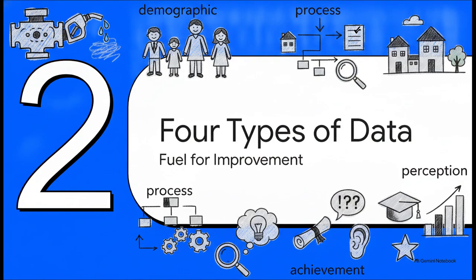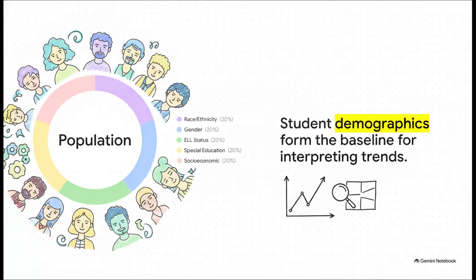Moving right along to section 2, 4 types of data. This is the fuel for that improvement engine. And this brilliantly illustrates our first type, demographic data. Because if the continuous improvement cycle is the engine, data is absolutely the fuel. Demographic data describes the makeup of a population of people. We're talking about slices of the pie like race, ethnicity, gender, English language learner status, special education, and socioeconomic status.